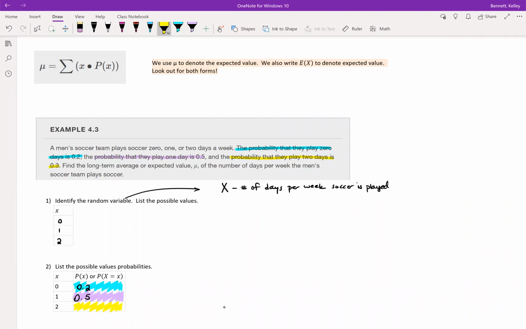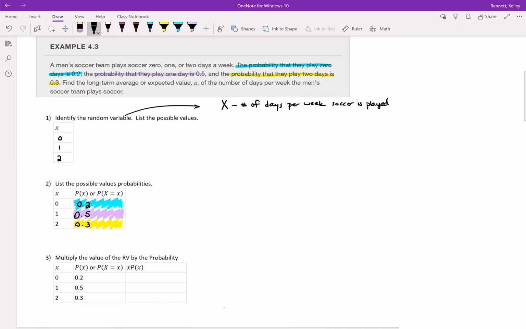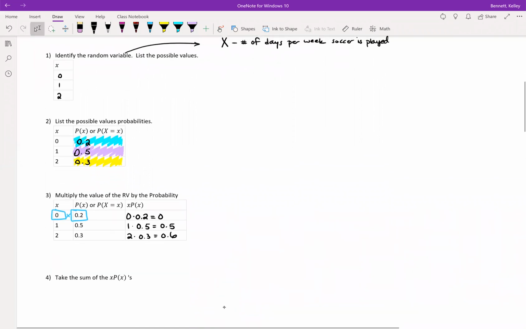And remember that to be a PDF, we have to have all of our probabilities between 0 and 1, and they have to sum to 1. So 0.2 plus 0.5 plus 0.3 is 1, so we're good there. Next, we want to multiply the value of the random variable by the probability itself. I'm going to take this number and multiply it by this number. So I get 0 times 0.2, which is just 0. Then 1 times 0.5, which is 0.5. And then 2 times 0.3, which gives me 0.6. The last thing I need to do in order to compute my mean mu is add it up. So I get mu equals 0 plus 0.5 plus 0.6, which gives me 1.1.